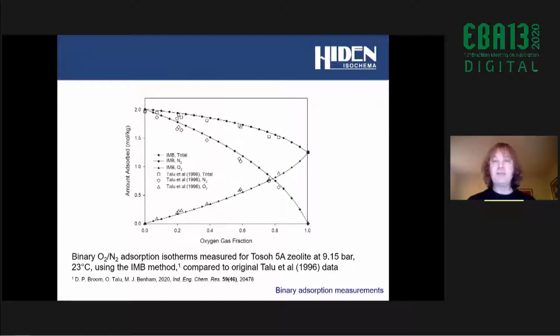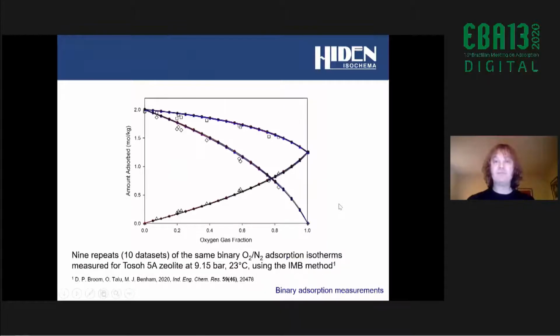We have the open symbols showing the original Talu et al. data, and then the closed symbols are the data using the IMB method. There's some scatter in the original data, but in general we see good agreement. This was quite satisfying. Because this is an automatic measurement that's fairly quick, we were able to run repeats. So we did 9 repeats, so 10 data sets in total to show repeatability. You can see that there was very good agreement between each data set. So this is a plot of 200 data points, 10 repeats over the same conditions.